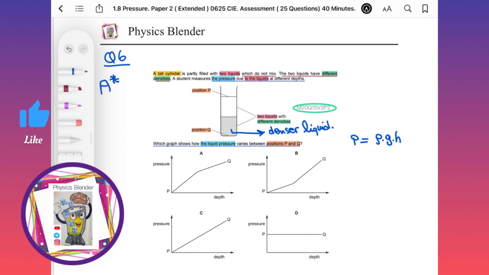In this case, we have to exclude D, because D is a graph showing that there is no change in depth. And the relation between pressure and depth will be directly proportional, like here in C, just in case you have the same density. And in our question, the density is changing. So now you can understand why we exclude C and D. So you have to compare between A and B.